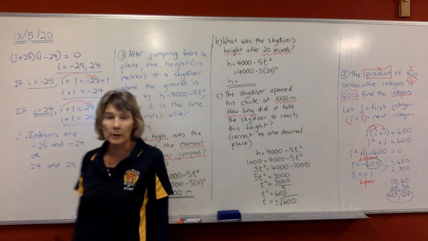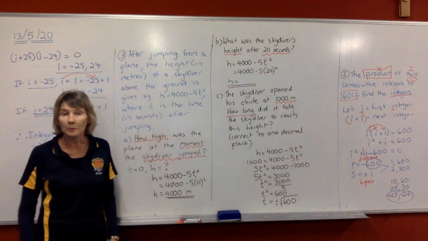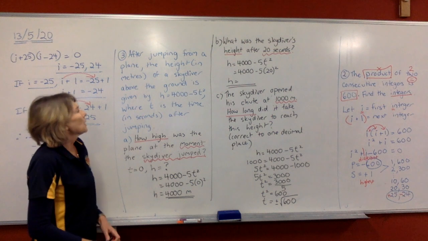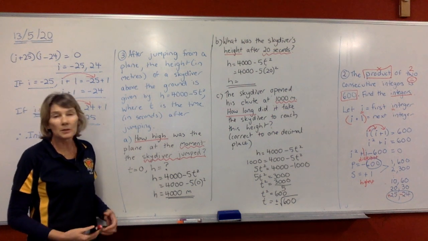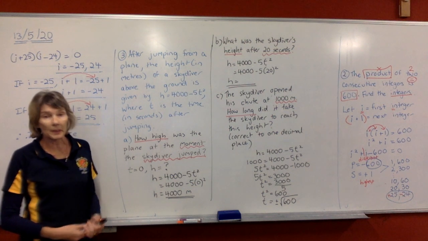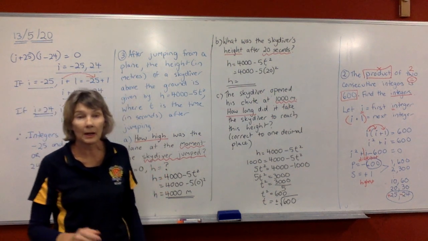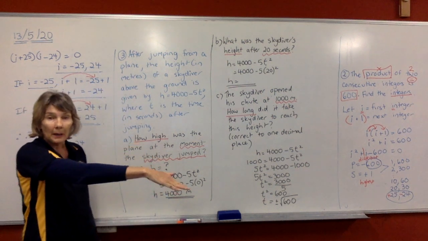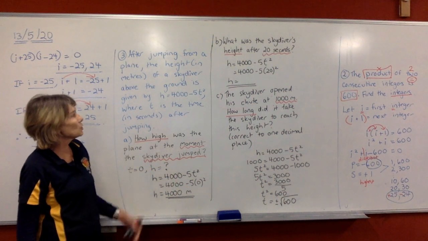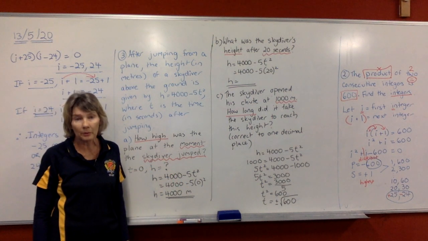Okay, the next question we're doing is about a sky jumper jumping out of a plane. We have a lot of parabolas being used with anything that's being thrown. So if you throw a ball from one person to another, even if you try and throw a flat pass, there will be some sort of a parabola happening. When people jump out of planes, there's a parabola as well.